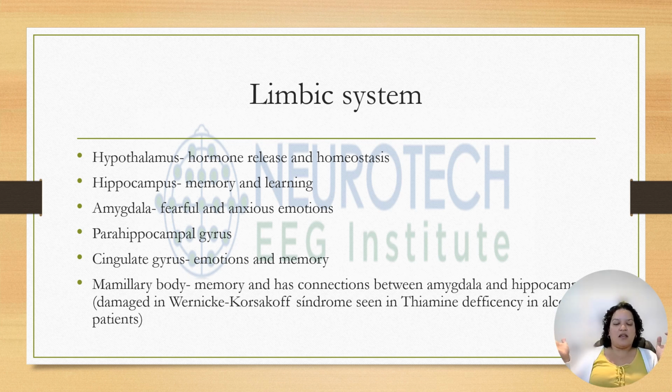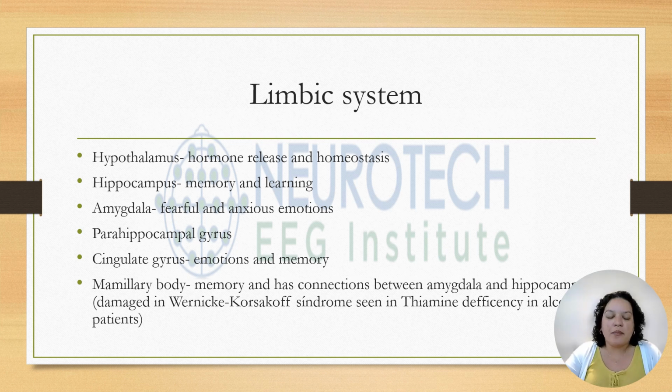Hippocampus, sorry that I keep messing up. Hippocampus is the one that has to do with memory and learning. And then we have the amygdala, which is the fearful and anxious emotions. And then we have the parahippocampal gyrus. I think I showed you on the image before, and the cingulate gyrus also for emotions and memory.